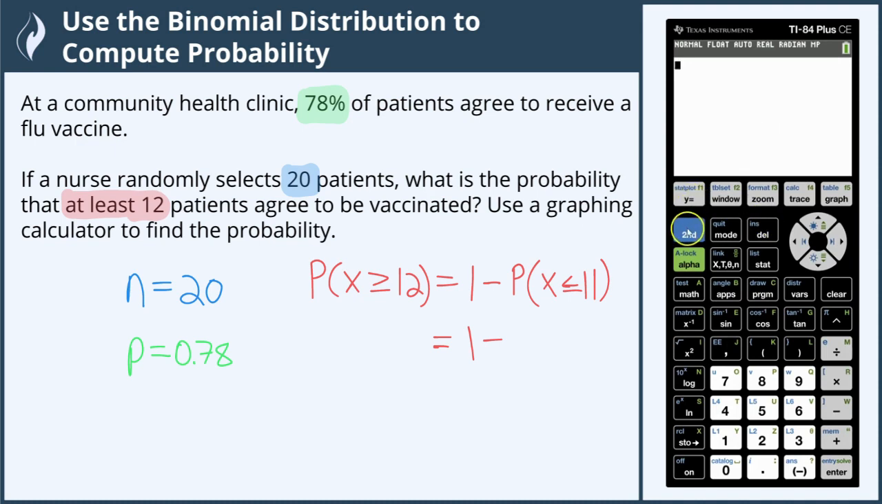We're going to start by going into distribution. So second distribution. If you scroll down, you'll see binomial PDF and binomial CDF. PDF is if it equals, CDF is if it's an inequality, okay? So CDF does up to a certain amount, not just exactly that amount. So CDF in this case, because we have the inequality sign, we have 20 trials, our probability is 0.78, and our x value is 11 because we're saying up to 11.